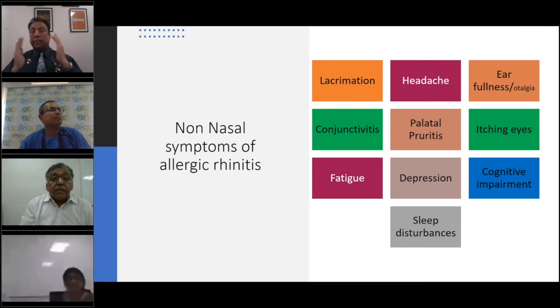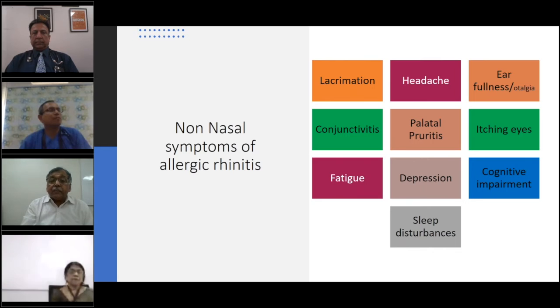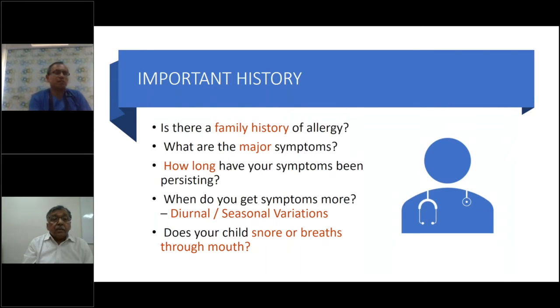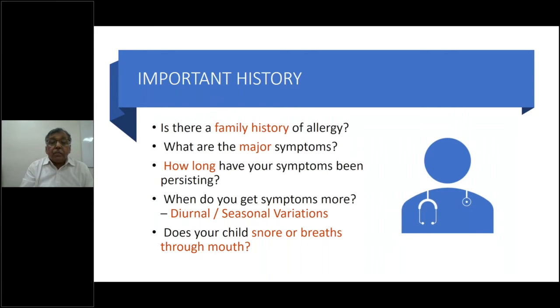And now non-nasal symptoms of allergic rhinitis come in various forms like lacrimation, headache, ear fullness, palatal pruritus, conjunctivitis, eye itching, fatigue, depression, cognitive impairment, and sleep disturbances.